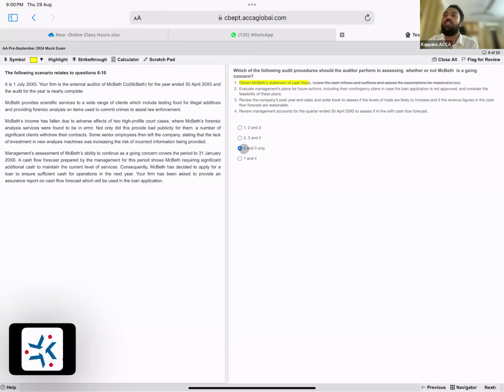Review management accounts for the quarter ended 30th April X5 to assess if it is in line with the cash flow forecast. No, because we need to know the forecast, not the year ended. The year ended is what the auditor is auditing. Going concern is all about the next 12 months, whether the entity will have enough cash flow forecast, enough profit forecast, etc. So the auditor will be concerned more with knowing the future forecast, not the year-ended financial statement. So 2 and 3 are the going concern audit procedures.